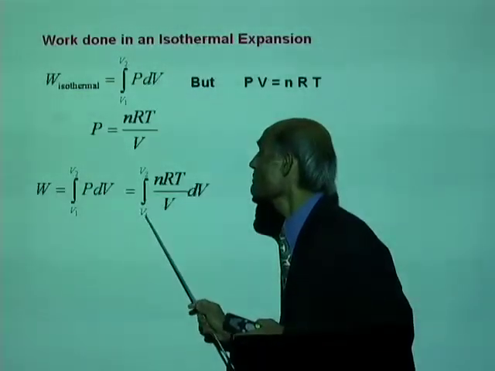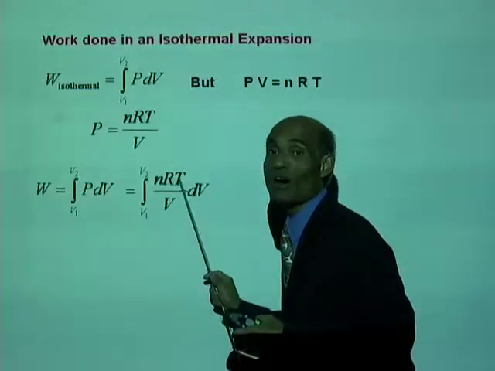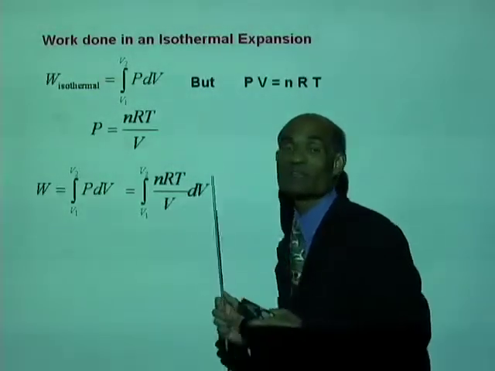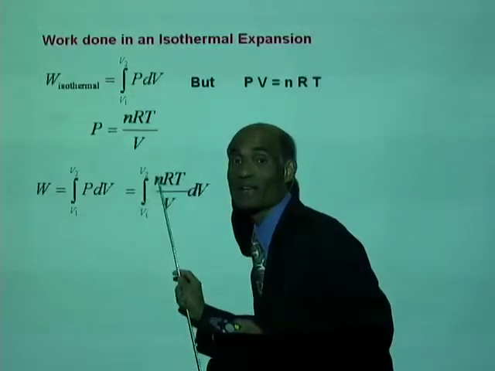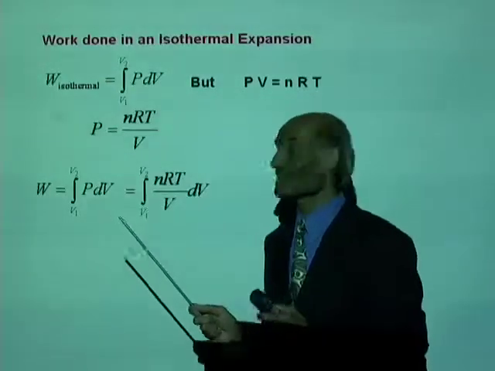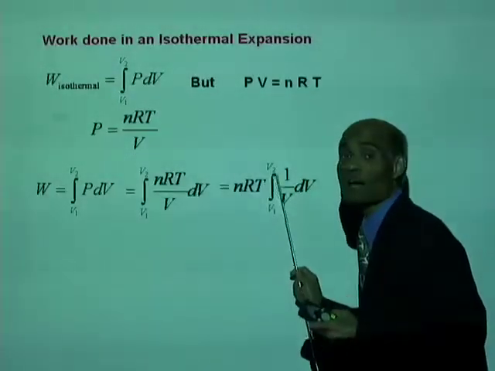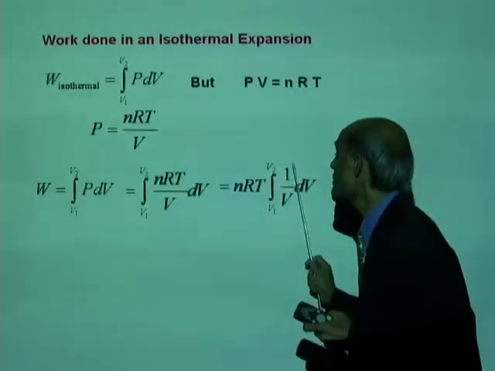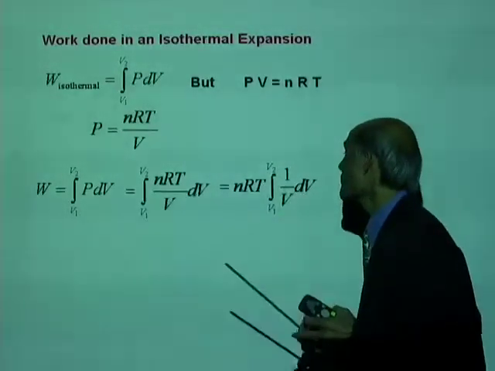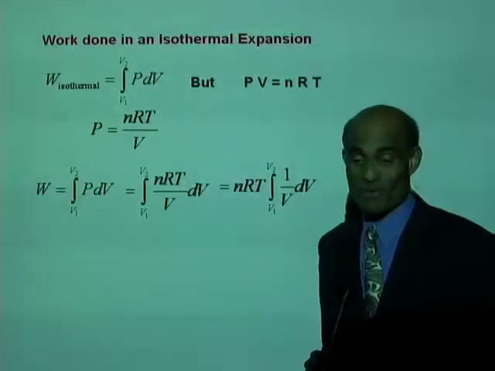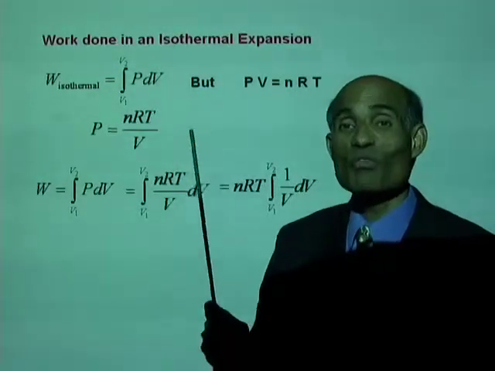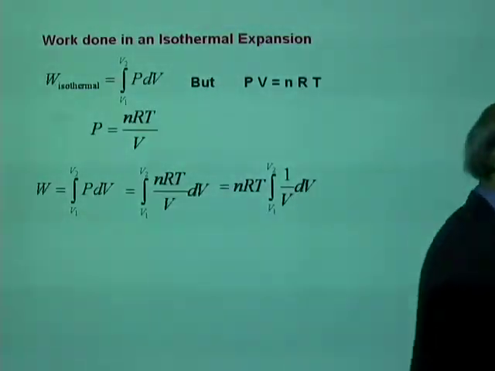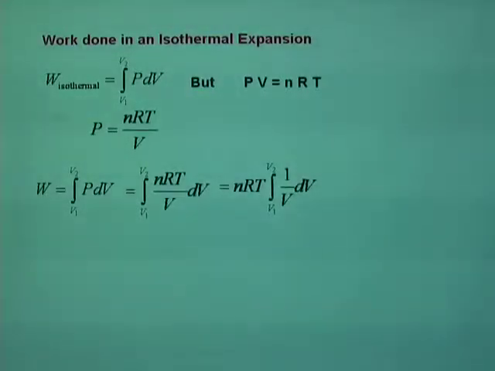Will be integral V1 to V2 nRT over V times dV. And we can now take the constant terms outside. nRT is a constant. So that will be nRT comes out, integral V1 to V2 of 1 over V dV. Okay, how many of you recall this integral? What is integral of 1 over V dV? It's a very elementary integral that you do in your calculus 1.